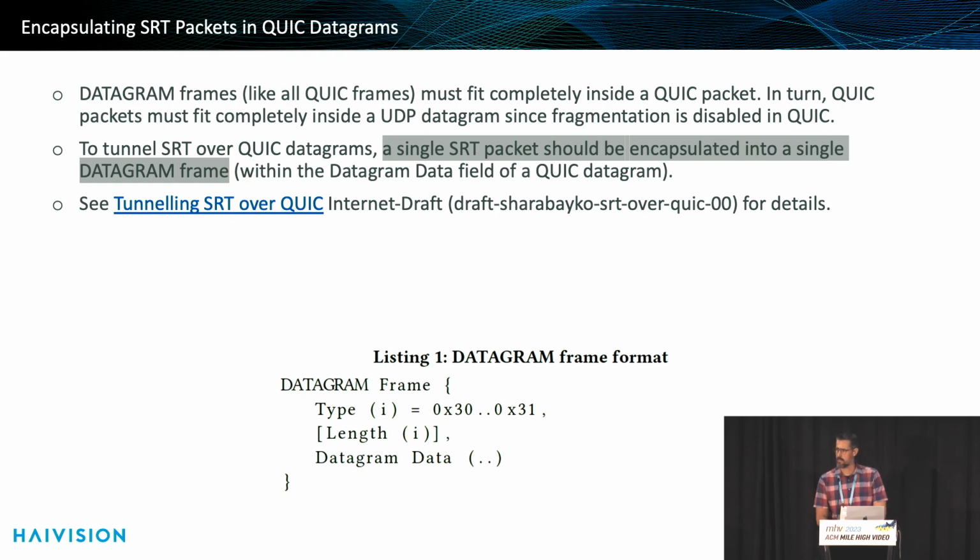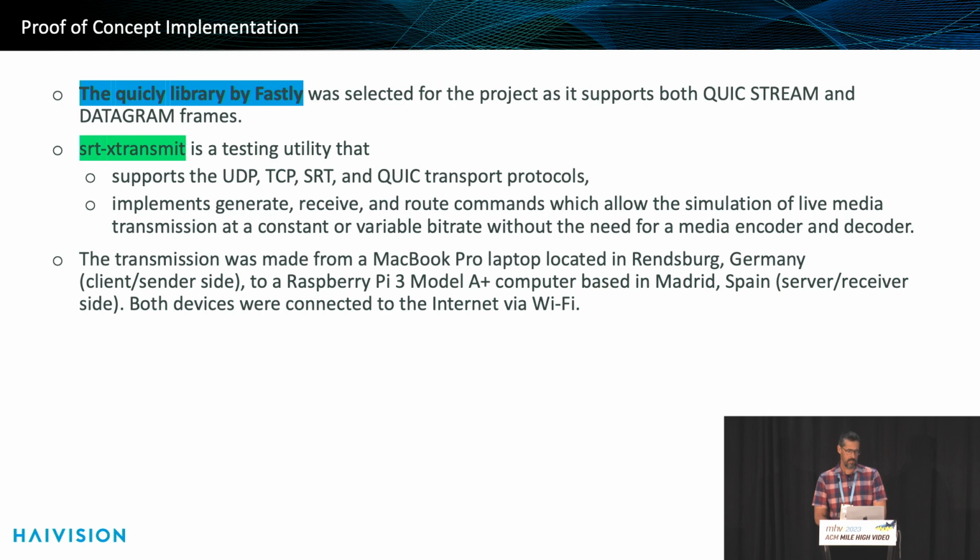More documents this approach that he took. So to do this quick proof of concept, Fastly's Quicly library was used as an interface into which the SRT packets can be put. And one of Maxim's projects, the SRT xtransmit, is a testing utility that does UDP, TCP, SRT, and QUIC as different transport protocols between two SRT endpoints.